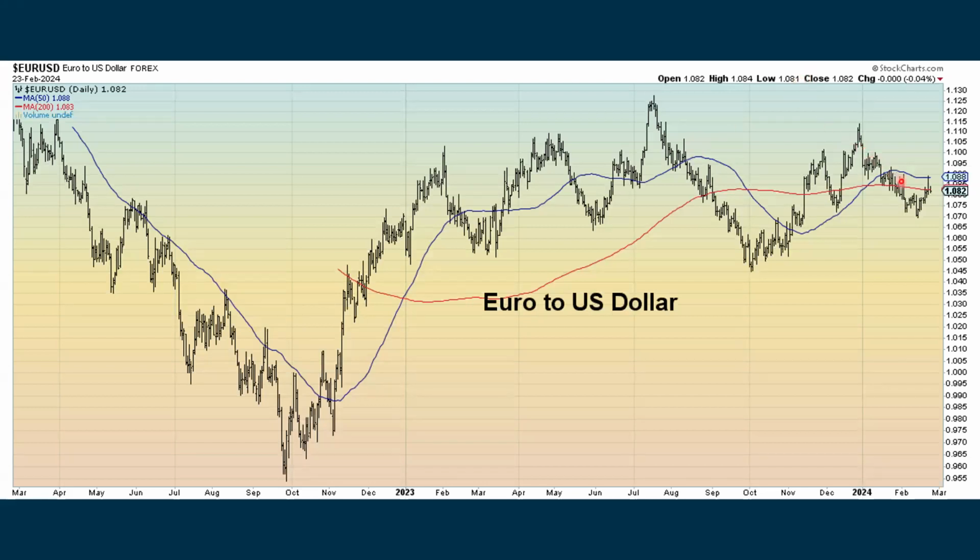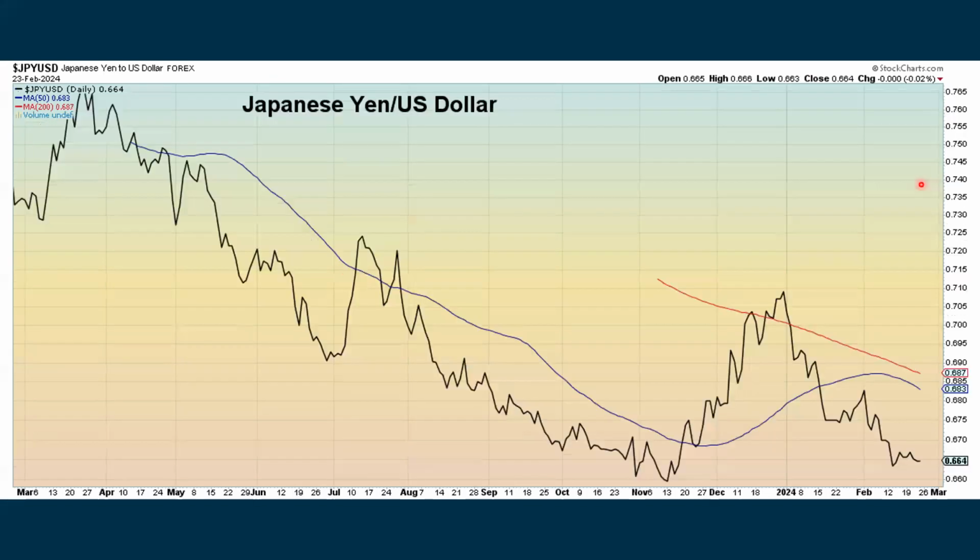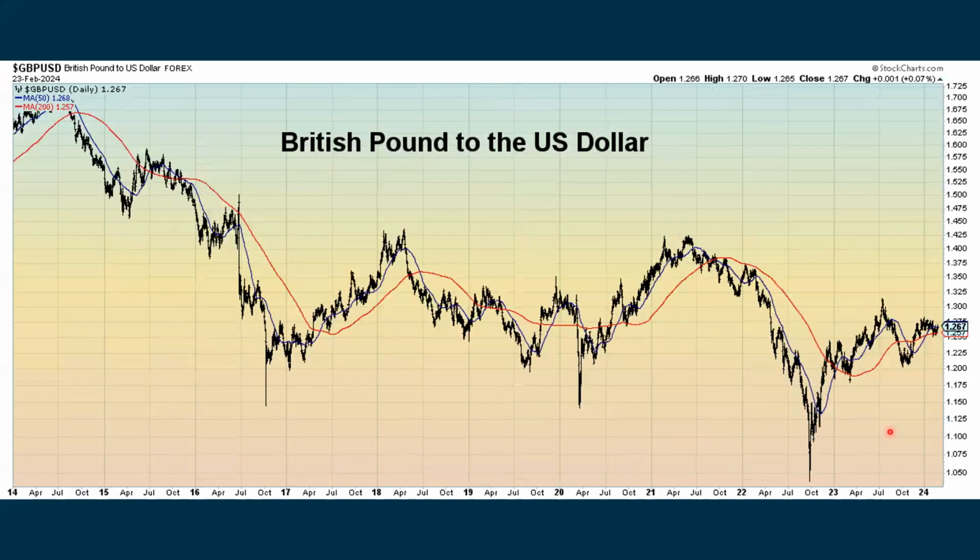Here's the euro, which is falling underneath both the moving averages, but it's still in a longer-term uptrend, so it's outperforming the dollar. We keep an eye on the Japanese yen, which is in a downtrend compared to the dollar. The British pound, which has been chopping around, is still in an uptrend compared to the dollar.